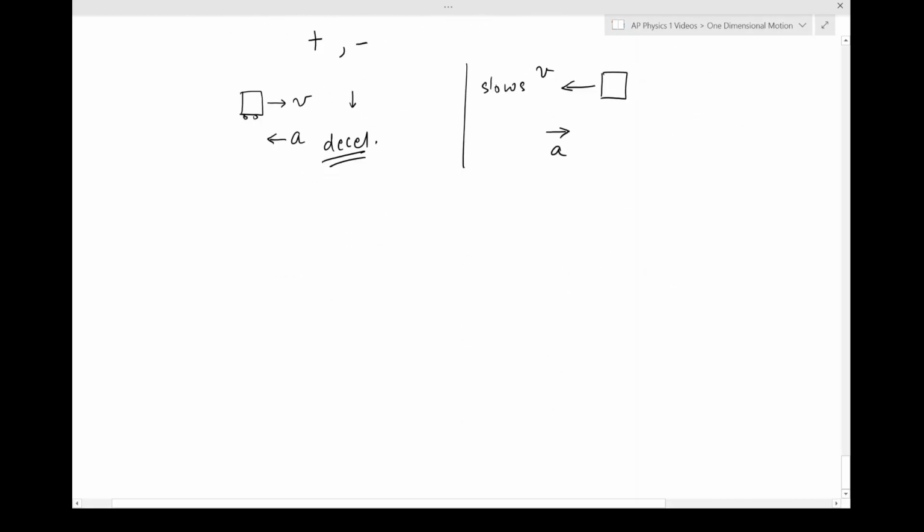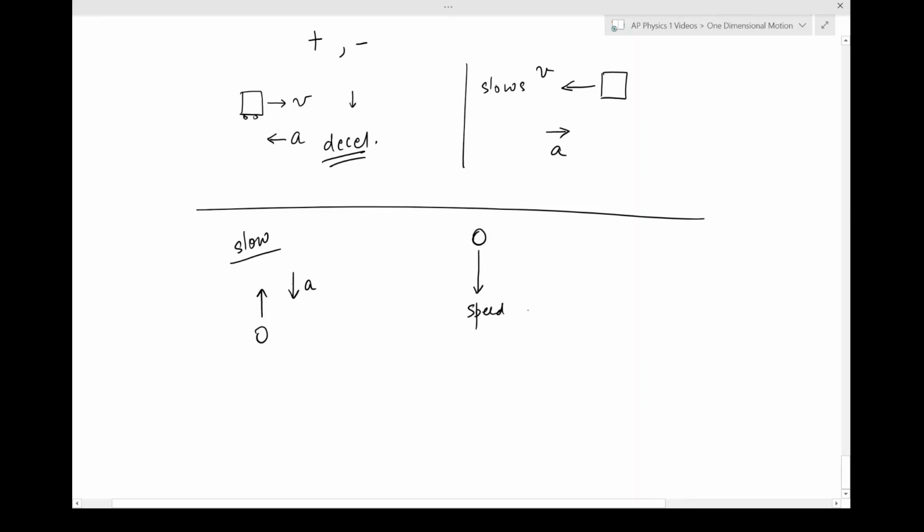Here's another example. Let's take an object and toss it up. On its way up, the object is going to slow down. The reason this happens is because the acceleration is pointing down. On the other hand, the same object on its way down, if we take this object and let it go, would speed up, and the acceleration here is once again pointing down.